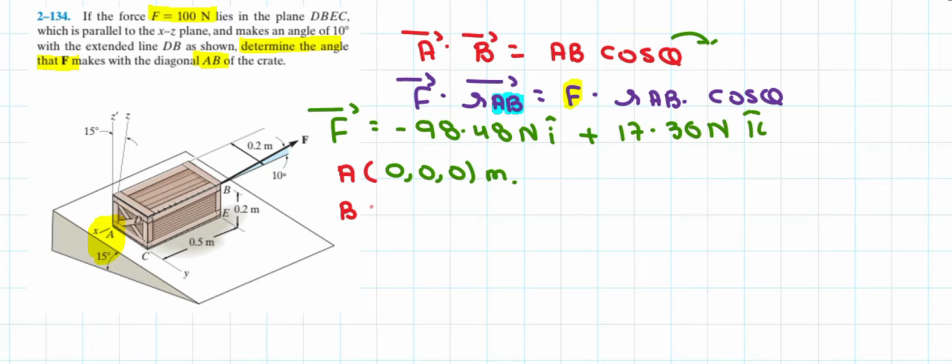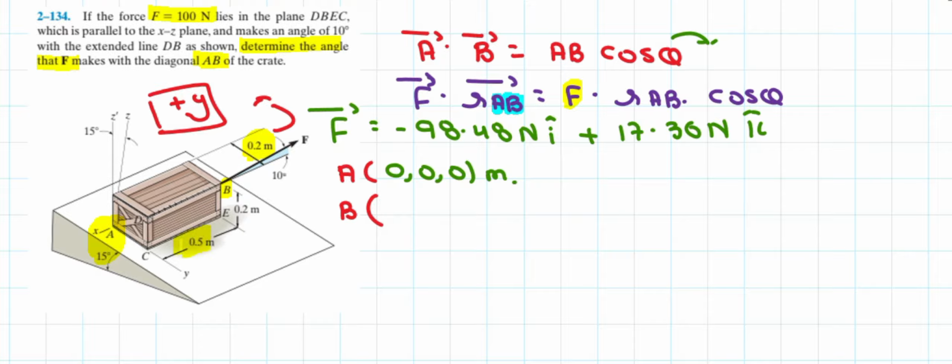Now, what about the location of point B? This is our B point. B lies in space, which means there are values of x, y and z present in point B. This 0.2 meter distance is the y value present in point B. And this is the positive y value because it is on the right hand side.